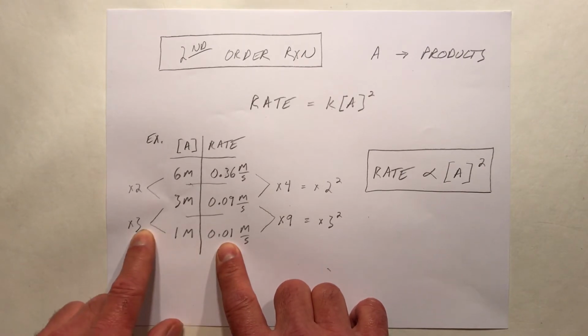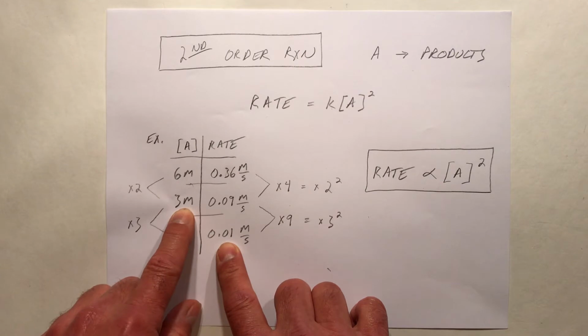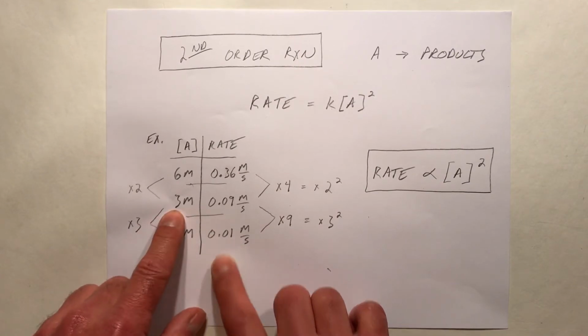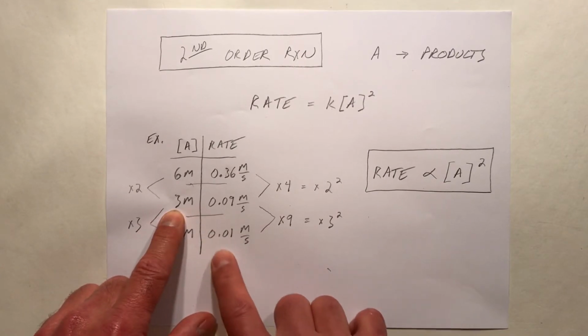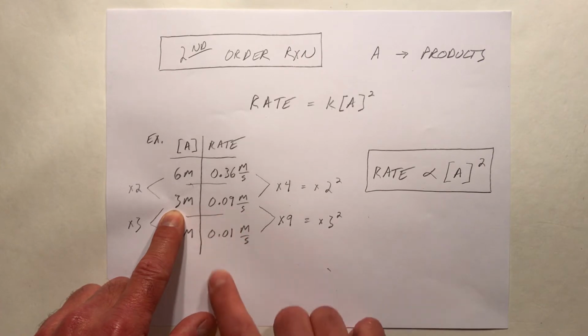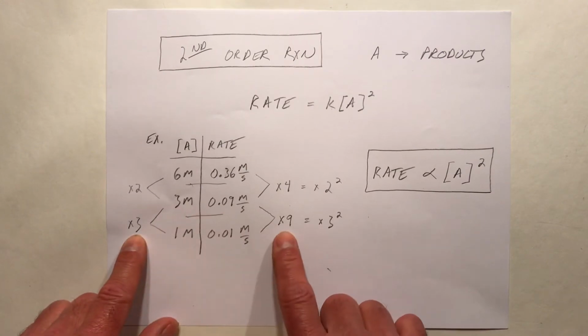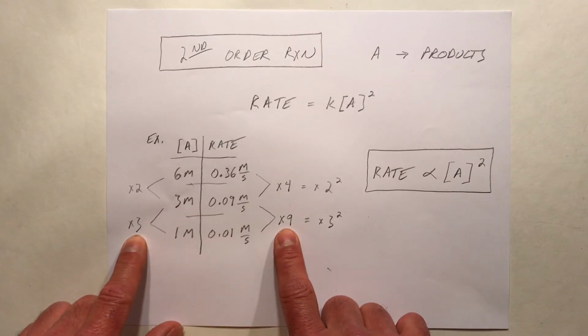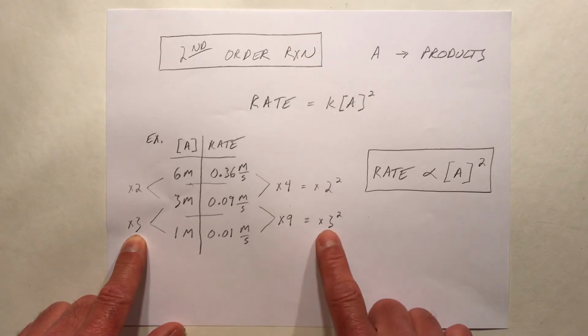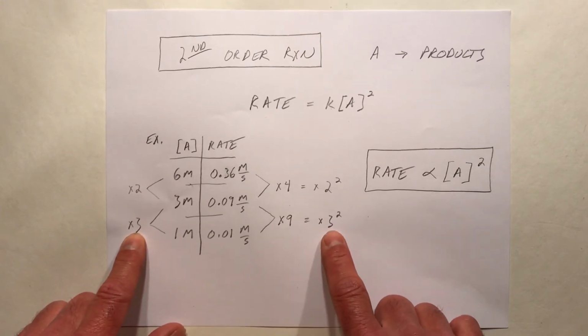Let's triple that concentration and make it 3 molar, right? 1 times 3 is 3 molar. Notice what happens to the rate. It goes from 0.01 to 0.09. That's a factor of 9 times bigger. Well, 3 is not directly proportional to 9, but it is directly proportional to 3 squared, right? This number is proportional to the square of this number.